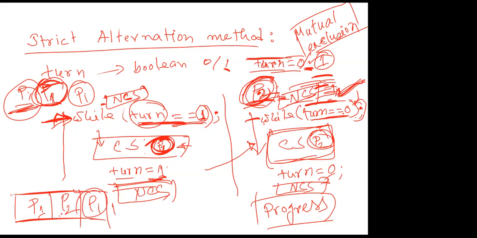So P1 completes its non-critical section, and it's trying to enter the critical section. Here you see the turn value is 1. So process P1 will execute this while loop. Currently, no process is inside the critical section. P2 is executing the non-critical section code, and P1, after completing the non-critical section, is interested in entering the critical section.